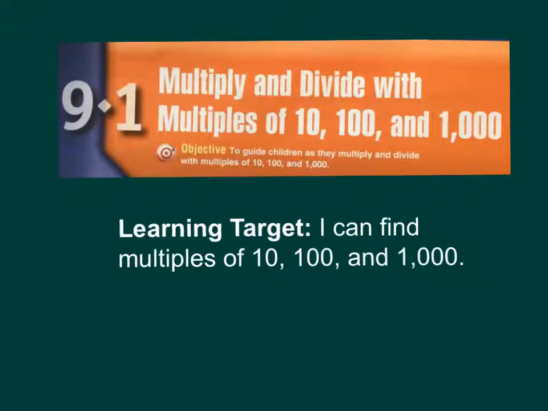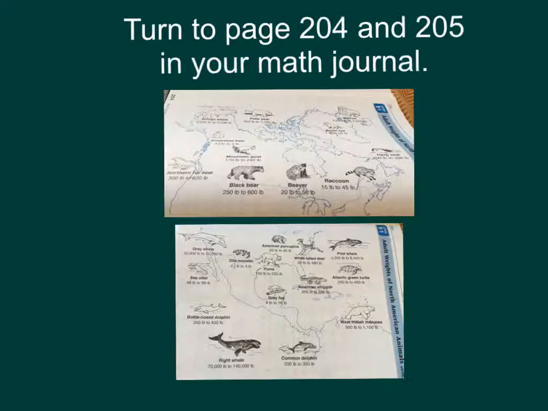Today's lesson is 9.1. Multiply and divide with multiples of 10, 100, and 1,000. Our learning target today is I can find multiples of 10, 100, and 1,000. To get started, turn to page 204 and 205 in your math journal. They should look like this.